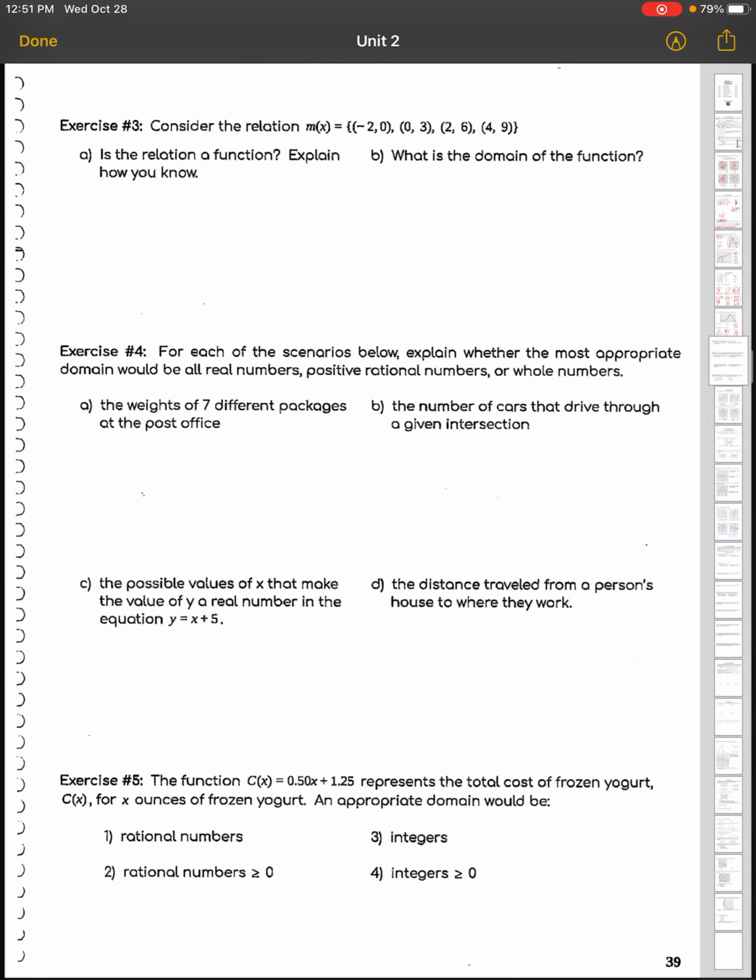So number 3 says consider the relation m of x, and we have a bunch of points here: (negative 2, 0), (0, 3), (2, 6), and (4, 9). A quick review question, is the relation a function? Yes, this is, because there are no repeating x values.